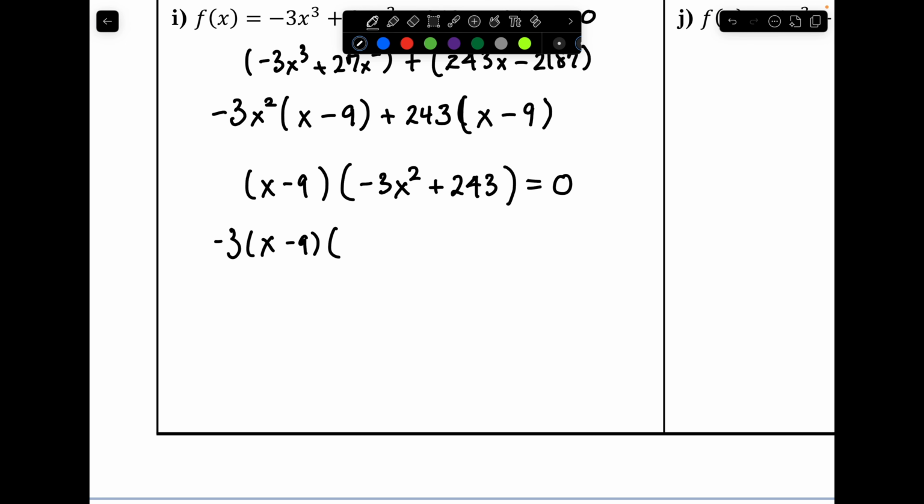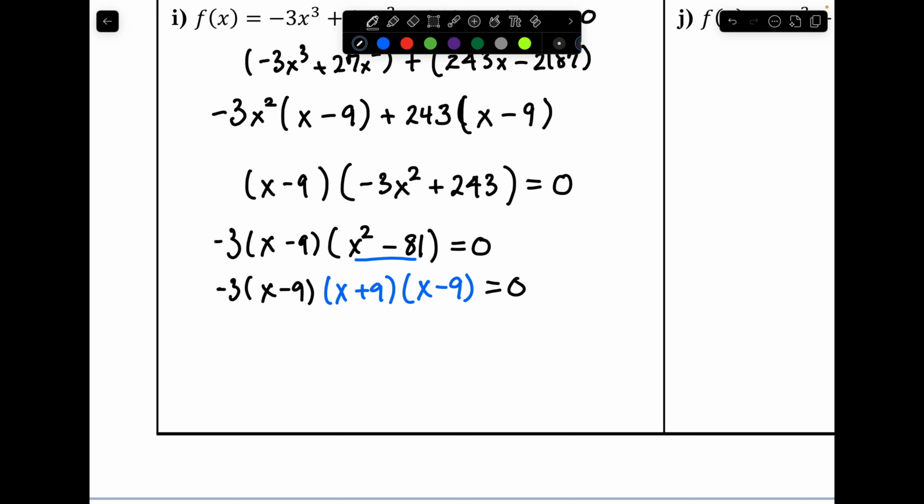-3x squared divided by -3 is the x squared, and -243 divided by -3 equals a total of -81. And look at that, a difference of squares. So if I factor out our difference of squares here, this is going to break up into x plus 9 and x minus 9.